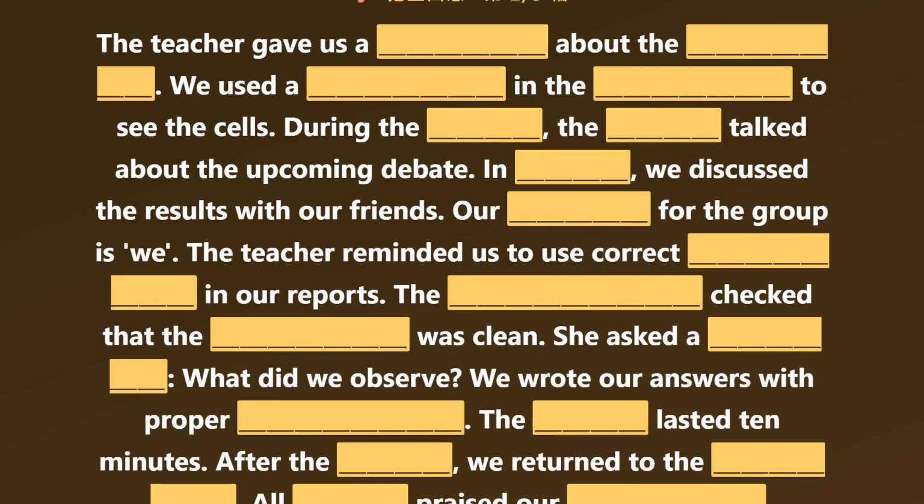Our pronoun for the group is we. The teacher reminded us to use correct punctuation in our reports. The administrator checked that the laboratory was clean. She asked a question, "What did we observe?"